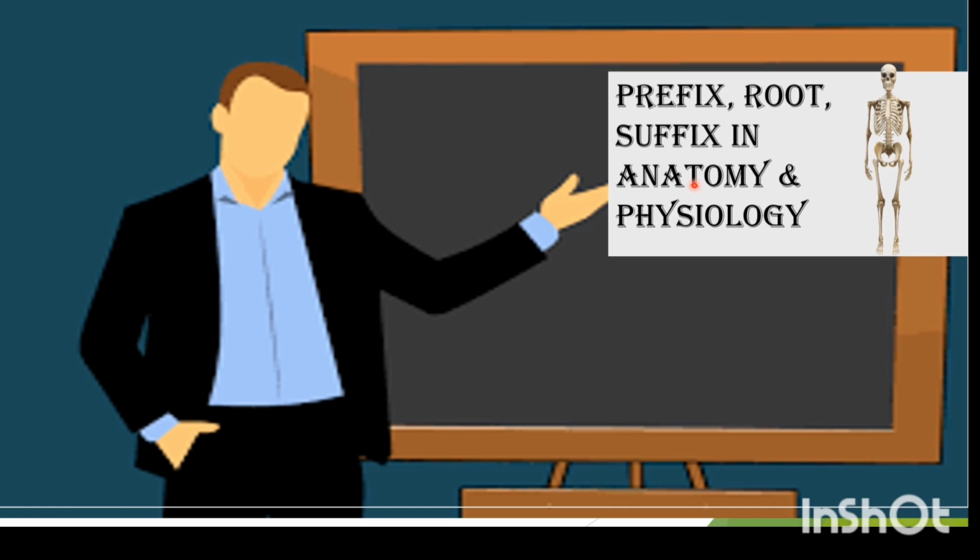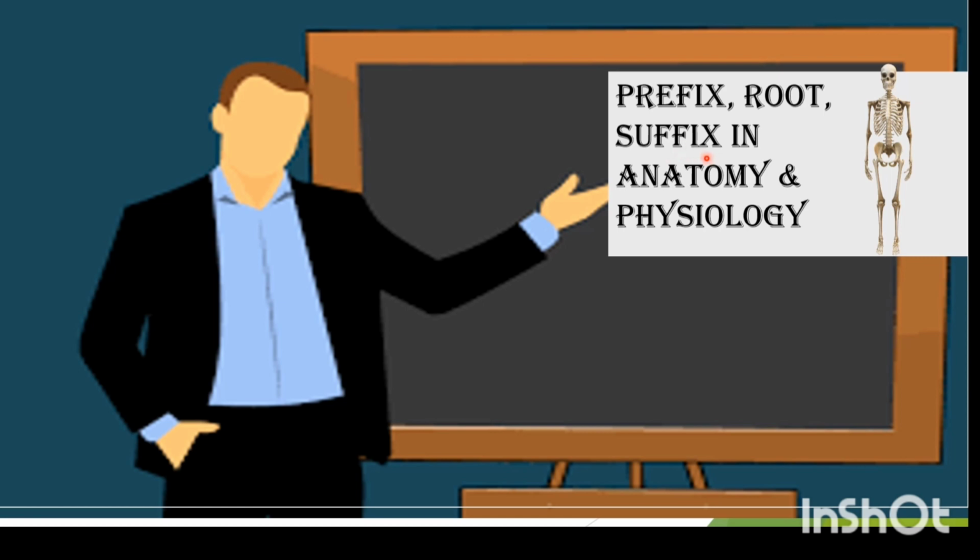In this video, I am going to explain about the common prefix, root and suffix in anatomy and physiology. Generally, in anatomy and physiology, the terms are a little bit complex. They are combinations of prefixes, roots and suffixes. So, what is prefix, what is root and what is suffix? Let me explain. Prefix is the beginning word, root is the middle one, suffix is the ending word.